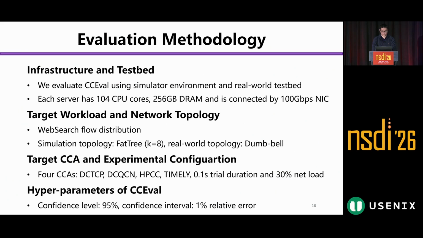Now I will move to the evaluation. We evaluate CCEval in both simulation and a real-world testbed. We use web search flow distribution, fat tree topology in simulation, and a dumbbell topology in the real-world testbed. The target algorithms include DCTCP, DCQCN, HPCC, and Timely. Unless otherwise stated, we use a 95% confidence level and a 1% relative error target for the confidence interval.